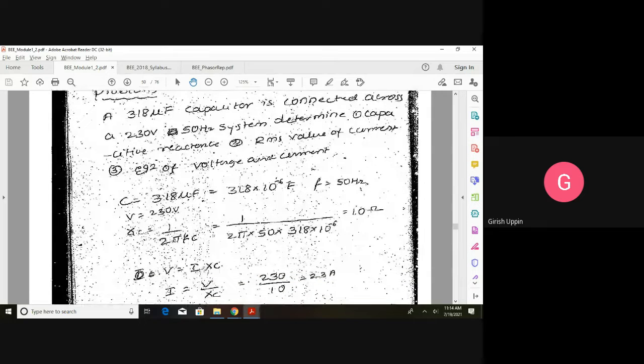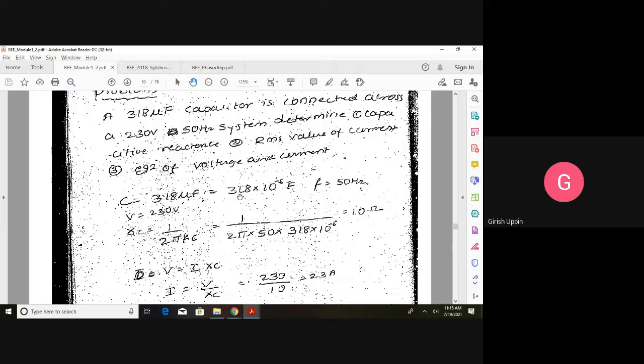So here we have a simple problem. A 3.18 microfarad capacitor is connected across 230 volt. 230 volt is nothing but the RMS value. Frequency is 50 hertz. Determine the capacitive reactance, that is XC, the RMS value of the current, that is capital I, and the equations for voltage and current, that is lowercase i and v. Once you get the capacitance, first you find the XC, and because frequency is given, write all the given values.